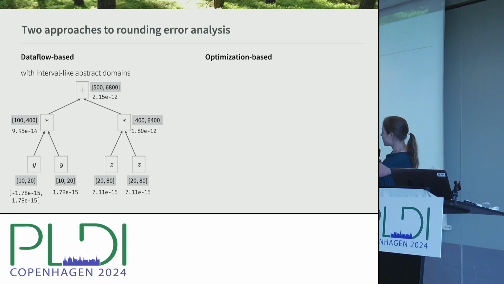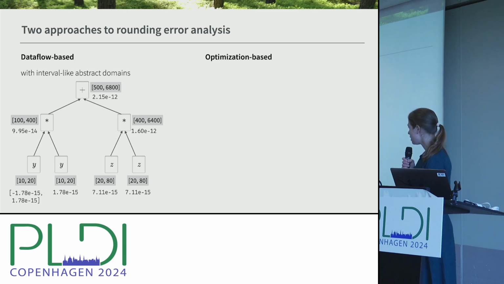So if we just have an addition, just to give you an idea, the errors get added. If you have a multiplication, it's a little bit more complicated. And basically the trick in this approach is to have abstract domains that are good enough so that you don't lose too many correlations between variables and error bounds remain accurate.